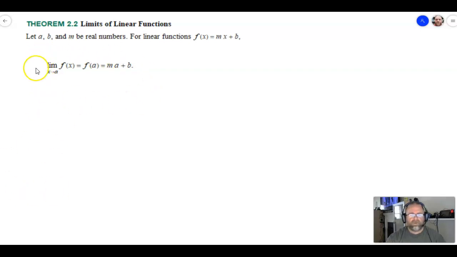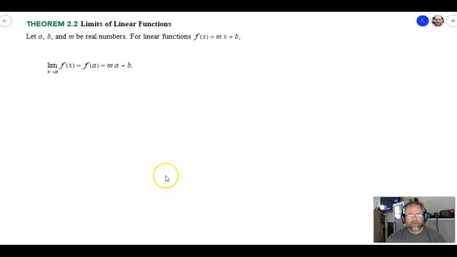So the first one is probably pretty intuitive here, but let's go ahead and talk about it real quick. It says Theorem 2.2, this is on page 71. It says let a, b, and m be real numbers for linear functions such that f of x is equal to mx plus b. The limit as x approaches a of f of x is equal to f of a, which is equal to ma plus b. So what does this mean?